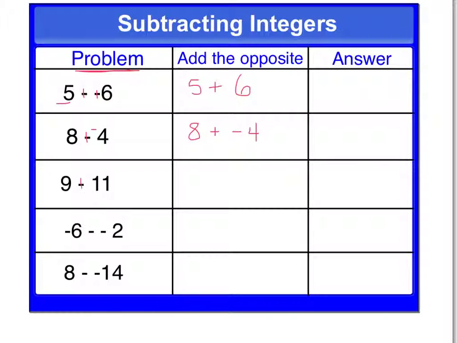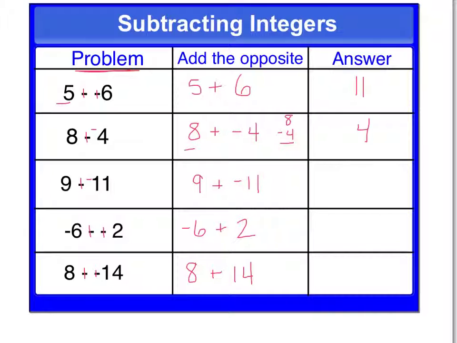Keep the first one, change it to addition, and the opposite of 11 is negative 11. Keep the first one, change it to addition, and the opposite here is a positive 2. Keep it, change to addition, and flip it to a 14. 5 plus 6, that's easy. 11. 8, take the bigger minus the smaller. 8 minus 4 gives us 4.